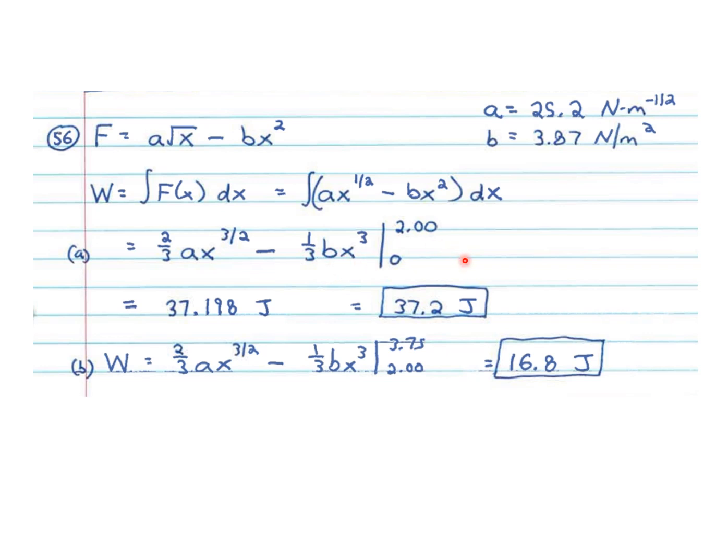And for part A, we're integrating from 0 to 2, so we get 37.2 joules. Now for part B, we have the same integration. We don't have to do it again. We're just taking different limits of integration from 2 to 3.75. So you'll plug those values in and you get 16.8 joules.